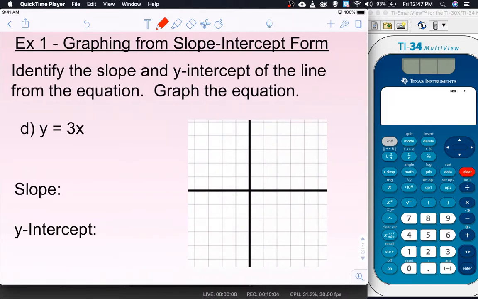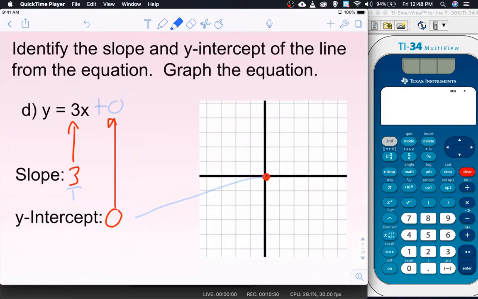Letter D. Okay, my slope is the number in front of the x, my intercept is the number after it, so my slope is definitely a 3, and my intercept is a 0. You don't see it, it's a 0. So I put a dot on my y-intercept right there, and I'm going to move the way the slope tells me to move, and my slope as a fraction would be 3 over 1. That means I'm going to go up 3 over 1. Up 3, 1, 2, 3 over 1 dot.